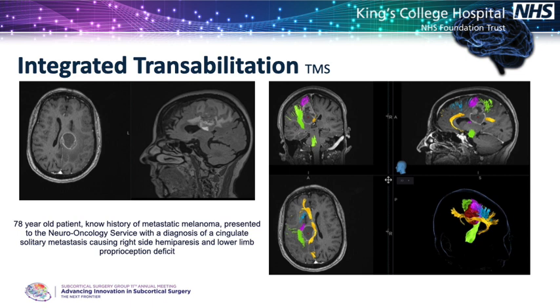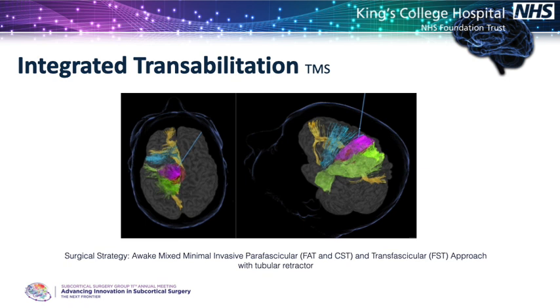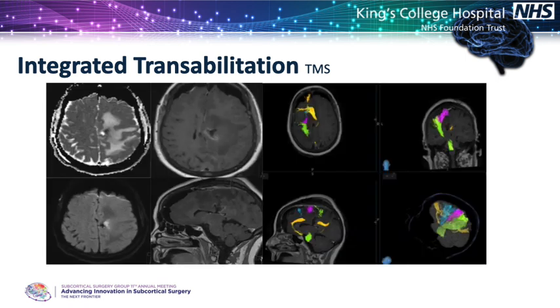This is a 78-year-old lady with metastatic melanoma. You can see her metastases, and we deliberately decided that we would go for an awake procedure and transgress, using the transsulcal approach, across the frontostriatal tract with the tubular retractor. This is the post-op scan. You can see the tractography has clearly shown that we have deliberately done some damage here, but we've achieved a complete resection.